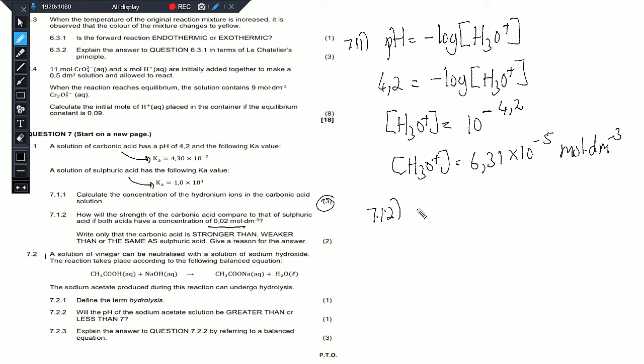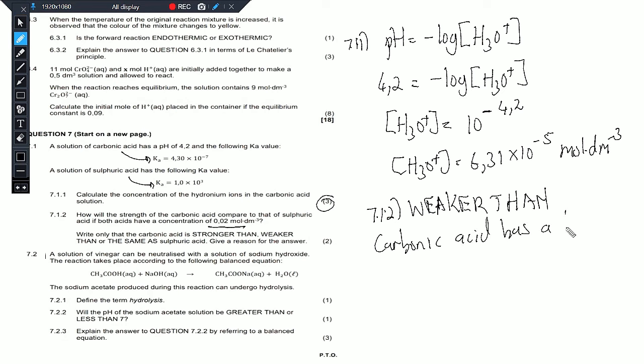Now, according to our Ka values there, we can tell that it is weaker than. Weaker than. So why? Because carbonic acid has a lower Ka value as compared to the Ka value of the sulfuric acid, right? So we needed to just compare our Ka values there, which determine the strength of the acid.